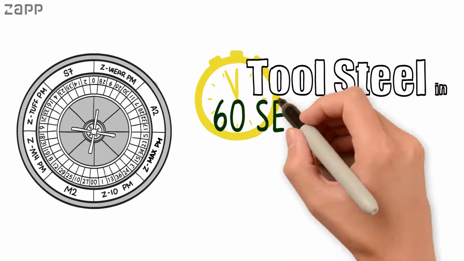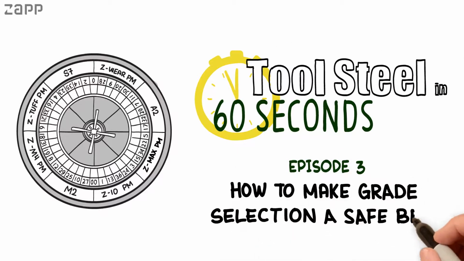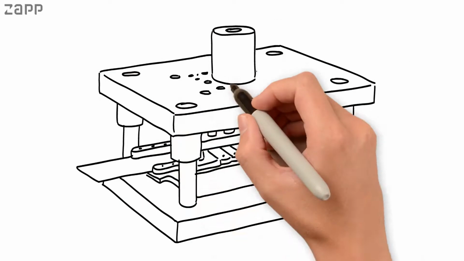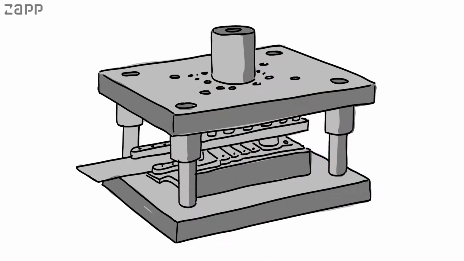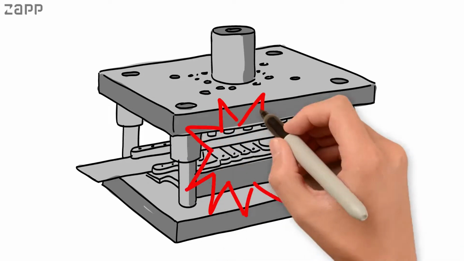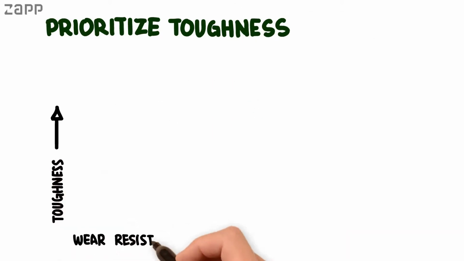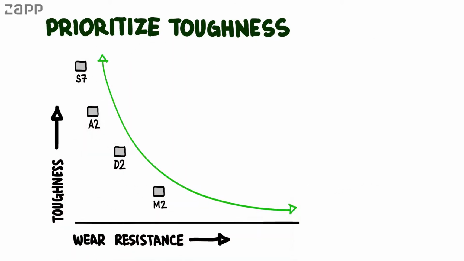On Tool Steel in 60 seconds, we'll discuss how to select the right tool steel grade. Eliminating unexpected failure is the first priority of grade selection. Broken tools cause downtime, which is more costly than the tooling itself. Engineers should start by choosing a steel with enough toughness to avoid breaking.